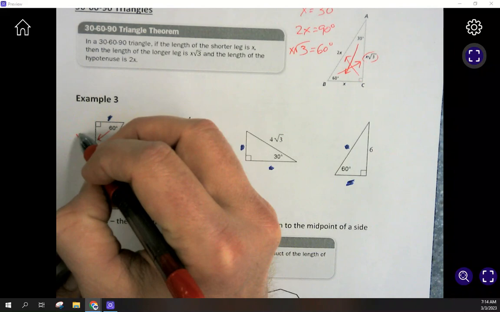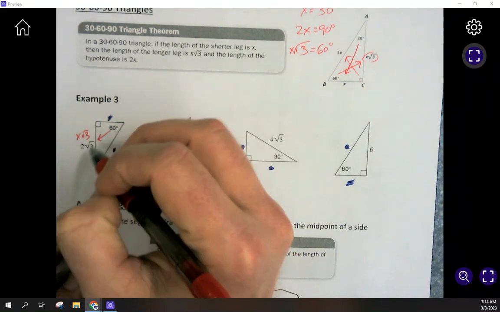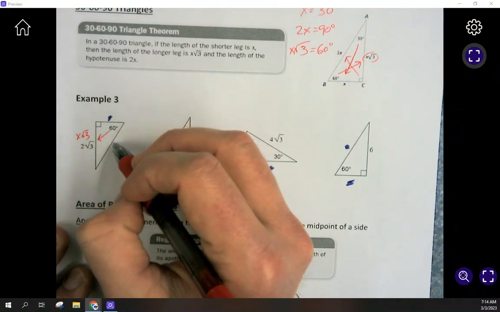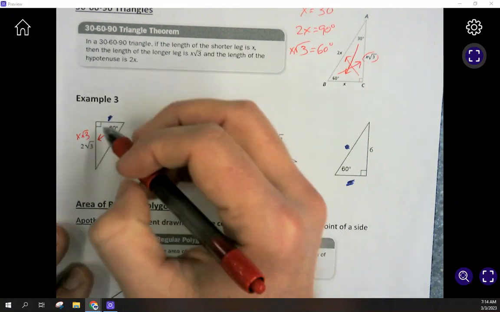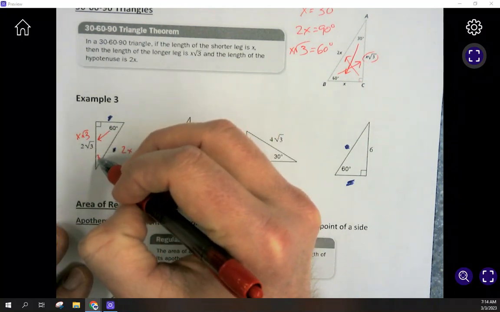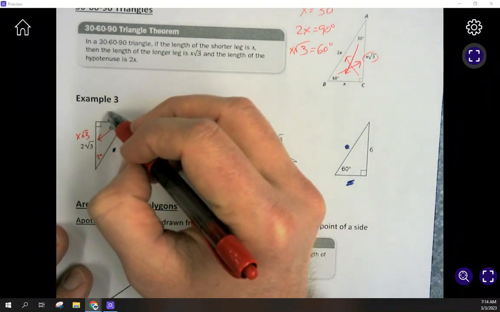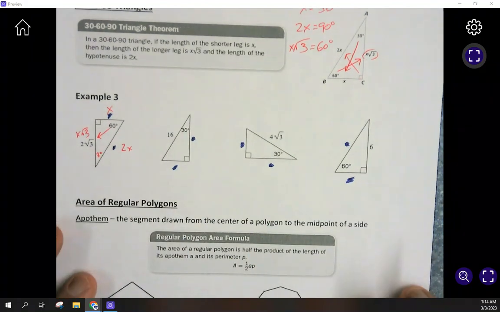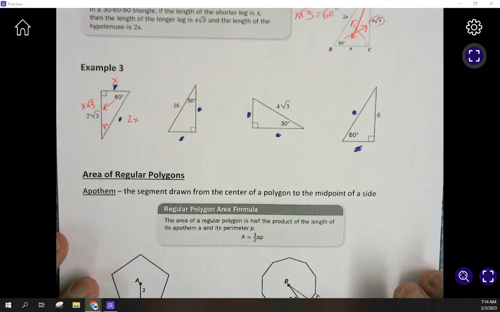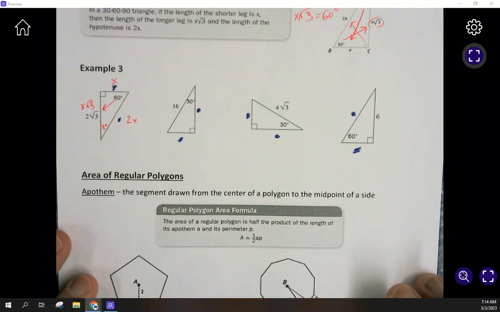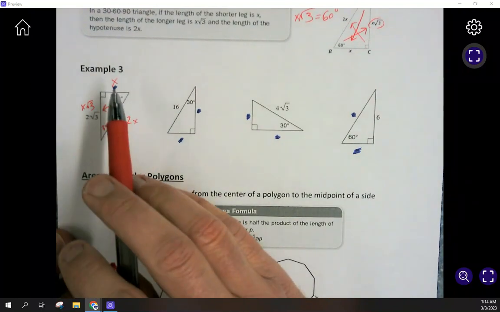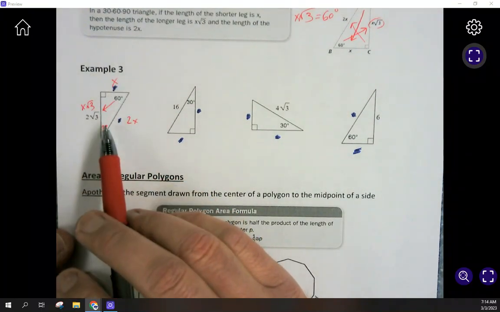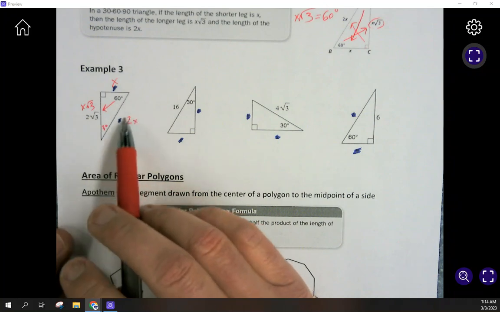So this is our x radical 3. It's across from 60. Across from the 90 is our 2x. And across this would be 30. Across from 30 would be our x. So let's look at the information that we've got. And we basically always want to find x. Once we know what x is, we can put it across from 30. We can double it to put it across from the hypotenuse.